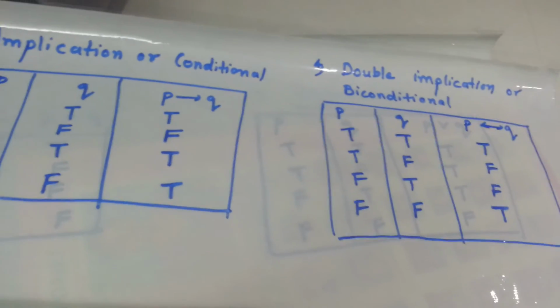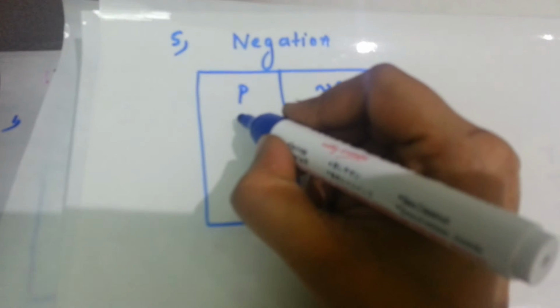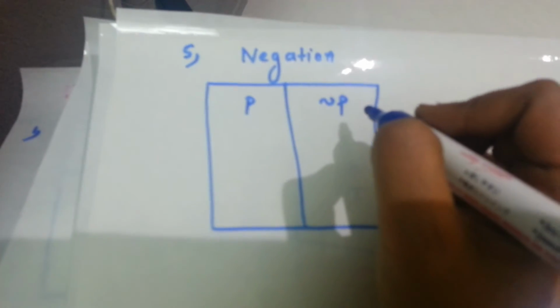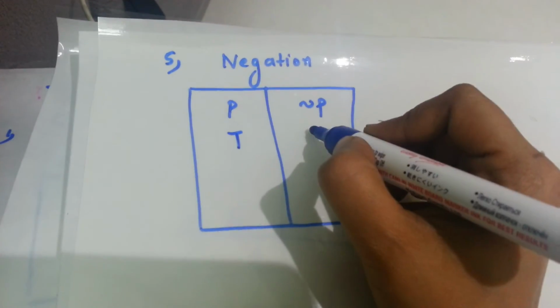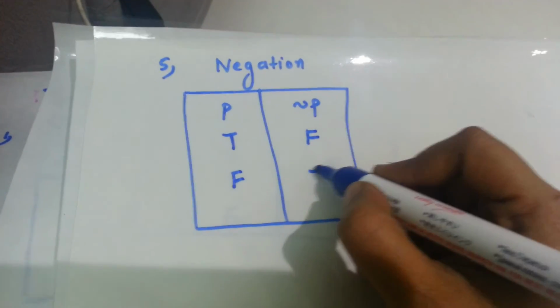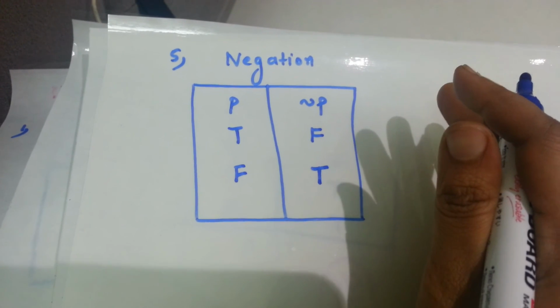Now next is negation. In negation, if P is the statement, not P is the connective. If P is true, not P is F. If P is F, then not P is true. So here we have learnt all the truth tables of connectives.